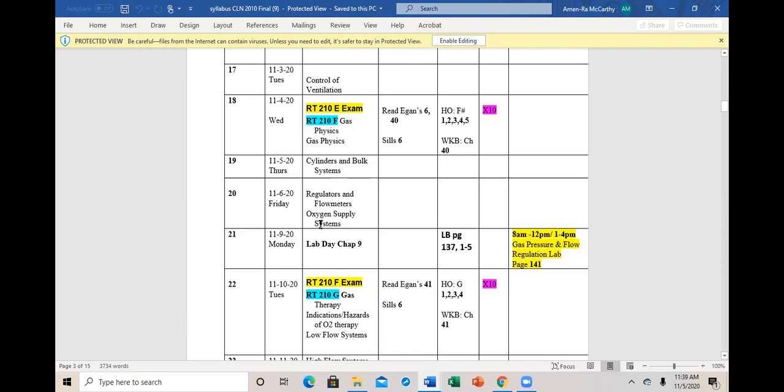And then Monday, over the weekend, you need to be studying, reading, so that you can complete these lab book pages 1 through 5 on page 137, right? And when you do that, you'll come in, hand it to me, and we'll check you off on setting up an E tank and an H cylinder. That's all it is, okay? And you're done, all right? You'll be done for that day. And of course, Tuesday will be the exam, all right?